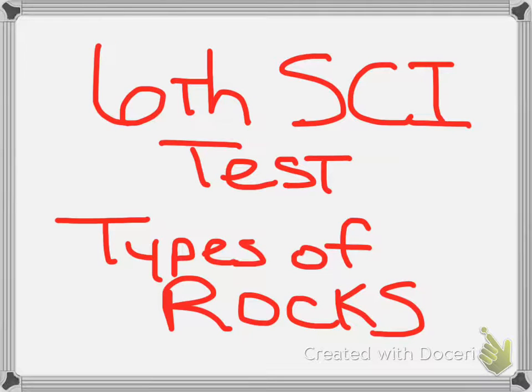Number 16. Which of the following best describes the processes that form igneous rocks? A. Deposition and cementation. B. Heating and extreme pressure. C. Crystallization and solidification. D. Erosion and compaction.